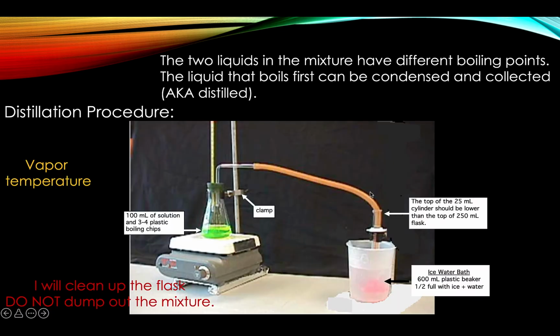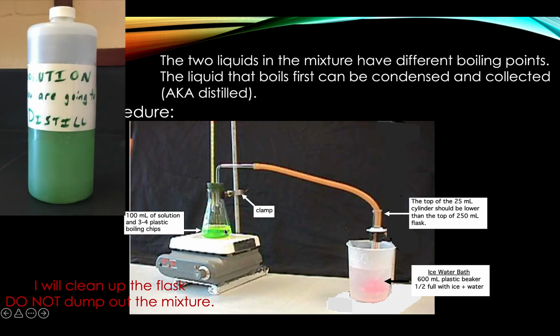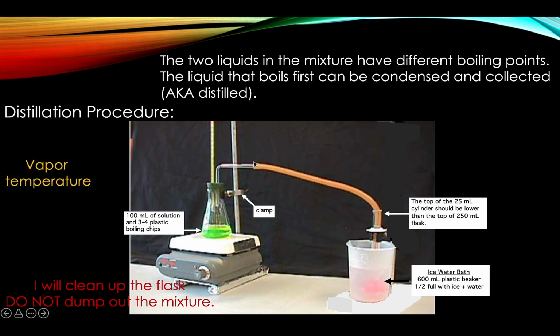Here's a picture of the distillation apparatus we will be using. The flask contains a solution of 2 liquids. We will separate those liquids based on their boiling point. The liquid that boils at a lower temperature will turn into a vapor first. We will measure the temperature of that vapor with a thermometer.